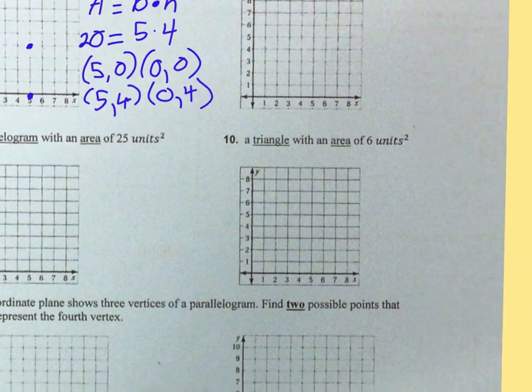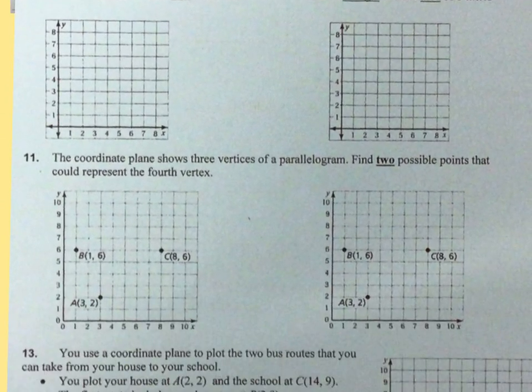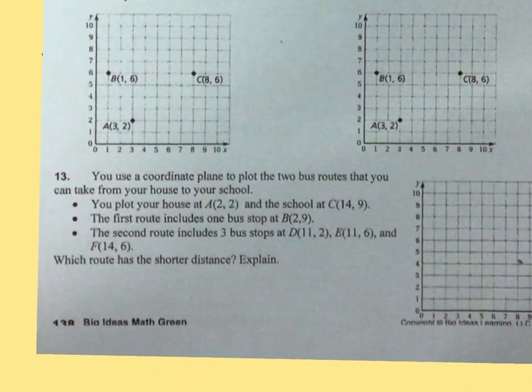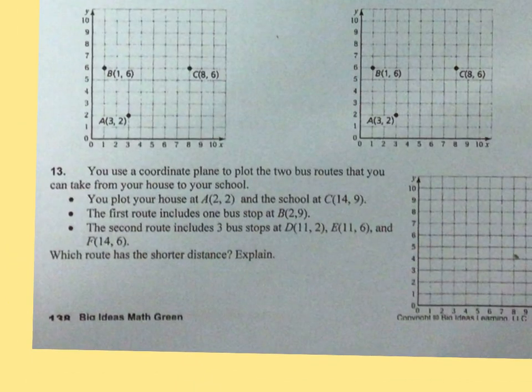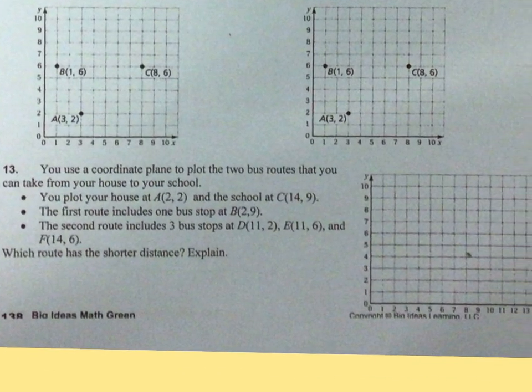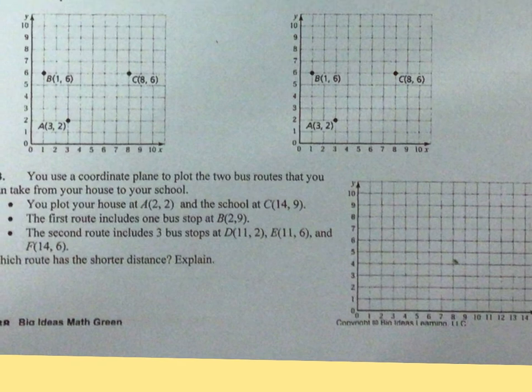Number 9, number 10, kind of the same thing, so try that. Number 11, the coordinate plane shows 3 vertices of a parallelogram. Find 2 possible points that could represent the 4th. So it wants you to find out where the other one would be to make a parallelogram. You have to decide where it would be to make it work. And then same here. Number 13, use a coordinate plane to plot 2 bus routes that can take you from your house to the school. Read through those conditions and just follow what it says.